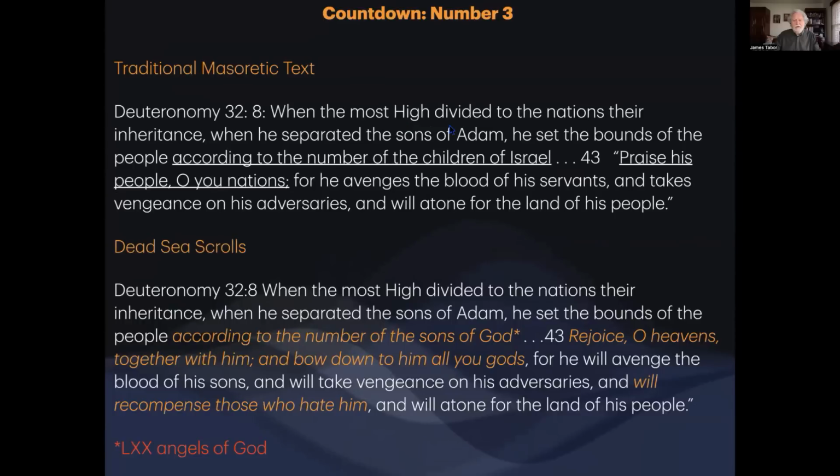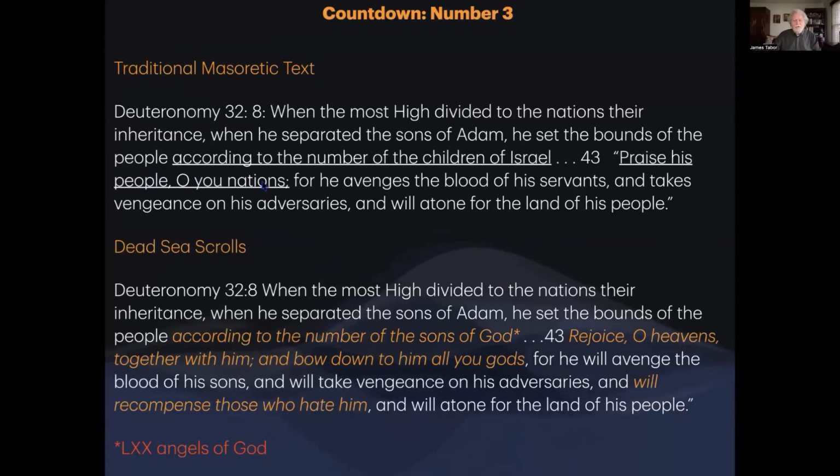When the Most High divided to the nations their inheritance, that's God separating all the nations. When he separated the sons of Adam, all the children of Adam and Eve, he set the bounds of the people, like where are they going to live? This goes back to Genesis chapter 10, according to the number of the children of Israel, which is kind of odd to try to figure out what that means. The bounds of their habitation, as if Israel is strategic and everybody else is kind of grouped around, maybe.